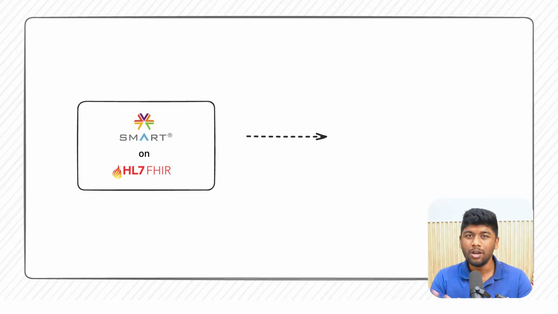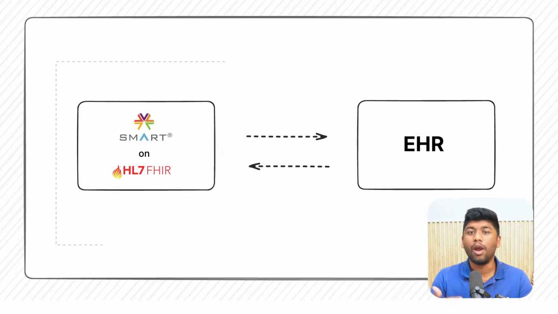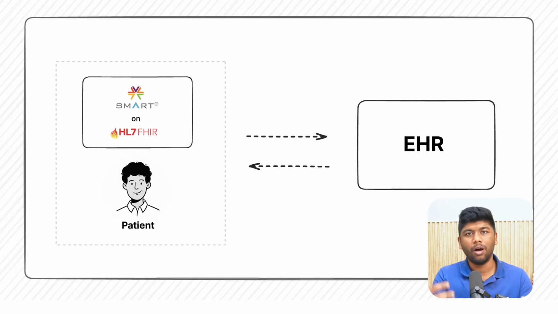Then there is of course the Smart on FHIR approach, where you can register your app with an EHR vendor, and then the app requests access on behalf of a patient, and then you're able to pull this information. But even here with FHIR, there is so much variation between different hospitals, between different payers, that it's insane. The variation is insane.